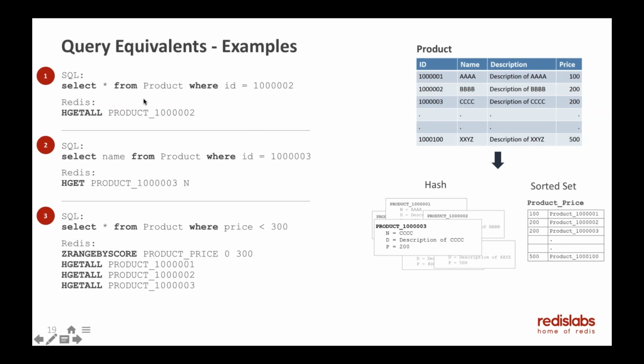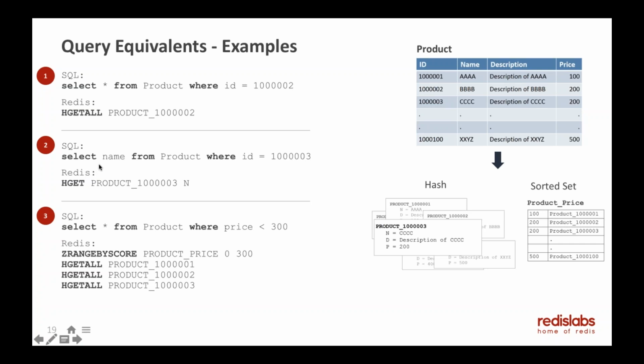In the SQL example, select star from product where ID is 1,002 or 1,000,002. The equivalent here is if I have already cached this product, all I need to do is get all product underscore 1,000,002. You can use underscore as the delimiter, or you can use colon as a delimiter. Usually, colon is a more popular way of using Redis. I'm just showing here an example.